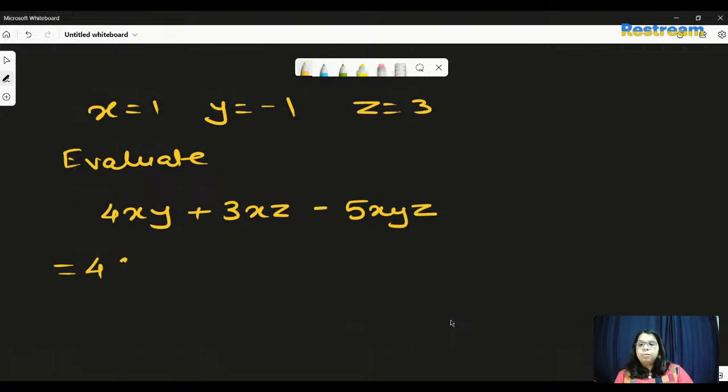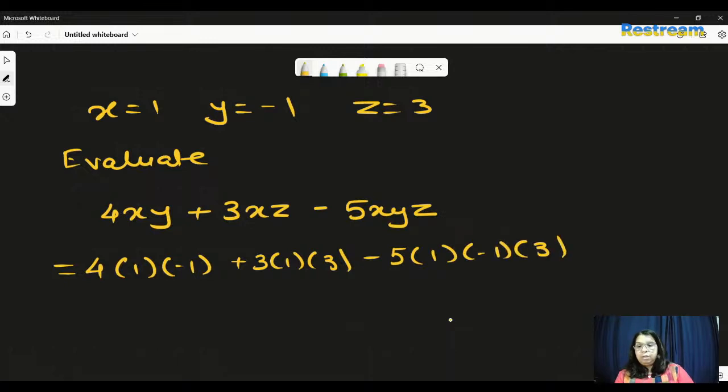So it is 4 into bracket 1 into minus 1, plus 3 into bracket 1 into 3, minus 5 into bracket 1 into minus 1 into 3. So 4 into 1 into minus 1 is minus 4. 3 into 3 is plus 9. And this one is going to be plus 15. So we are going to have 4 minus 4 plus 15 is 11, plus 9, 20.